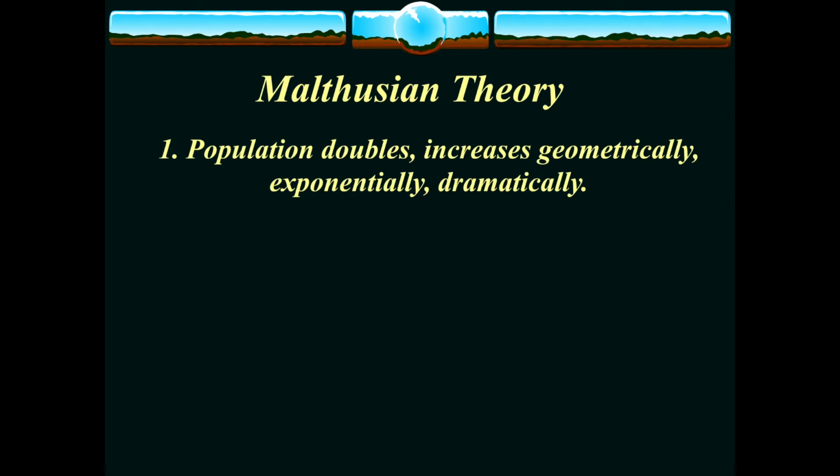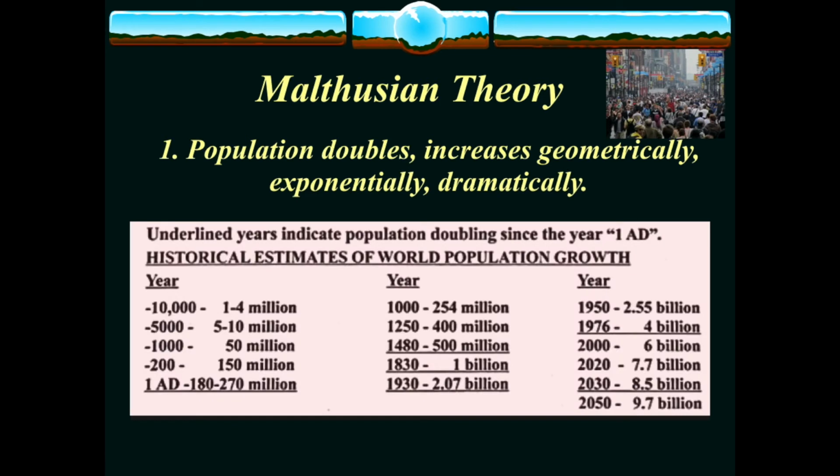According to the following statistics of world population since the year 10,000 BC, in which there were 4 million people on the planet, now focusing on the underlined dates on this chart, by the year 1 AD, there were 180 million to 270 million people on the planet, roughly 250 million people. It took 1,480 years to double to 500 million. It took only 350 years, to 1830, to double again to finally make 1 billion.